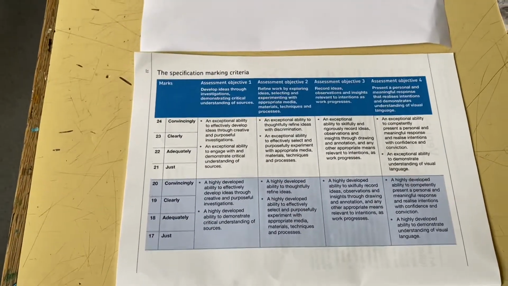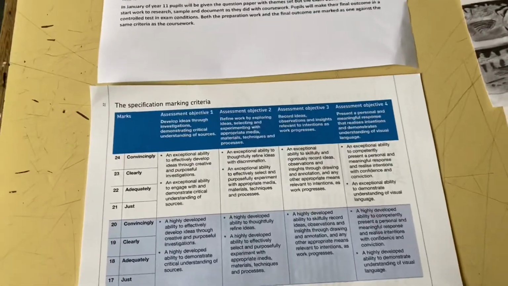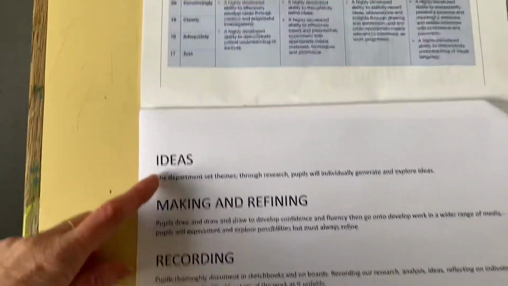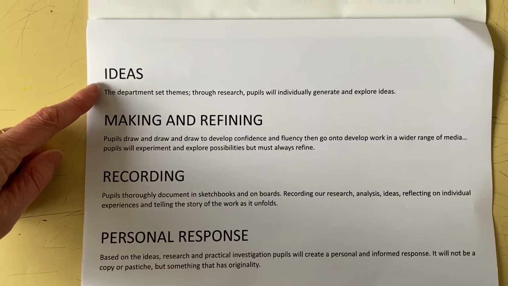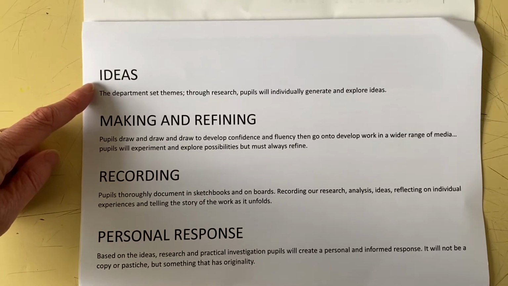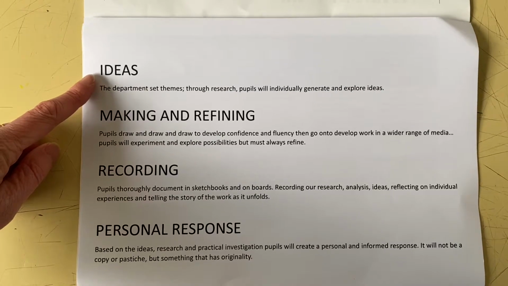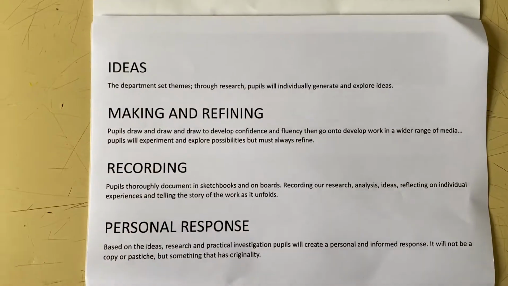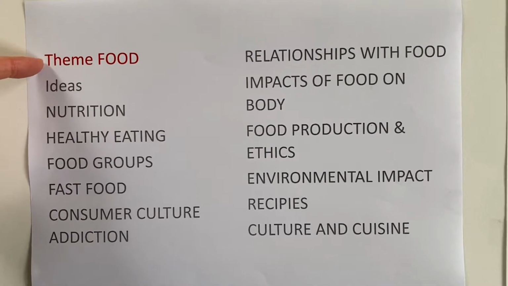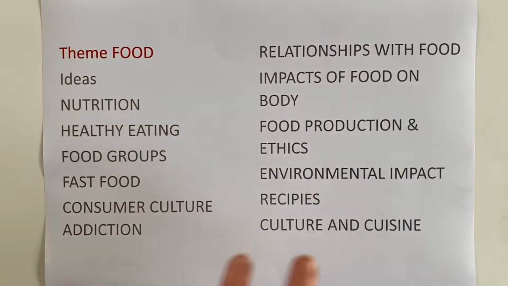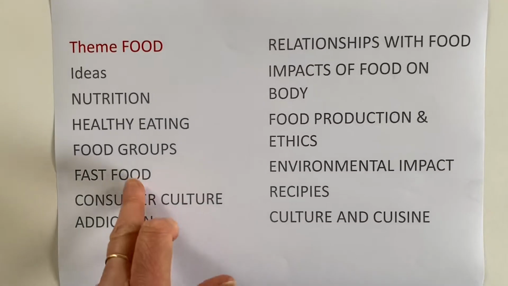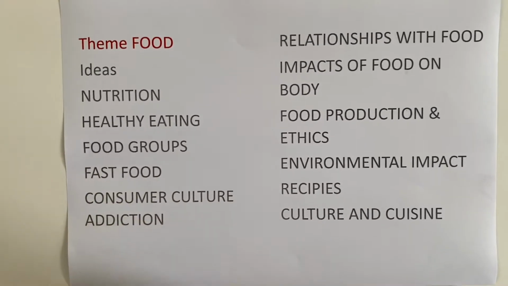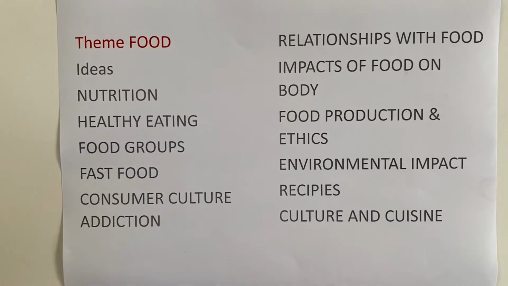There are 4 key assessment objectives, and we will go through these one at a time so you can understand exactly what they are. The first one is about ideas and how we guide you to evidence ideas within your work and investigation. So here we have the theme of food, and the pupils have gone on to consider various ideas. These are genuine ideas that they are looking at within their portfolios of work. Healthy eating, food groups, the ethics of food production.